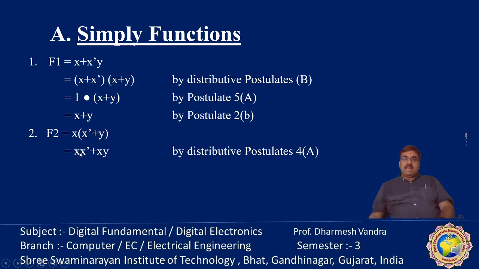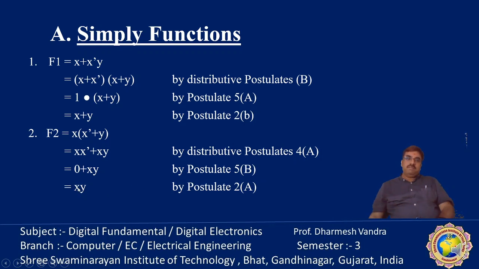As we know, x AND x dash will become 0, because if x is 0, x dash is 1, or if x is 1, x dash is 0. So in the AND operation, if any one variable is 0, the result will become 0. And 0 is also the identity element for the OR operator, so the result will become xy. So by postulate 5b and postulate 2a, finally we got that only the AND operator is required.